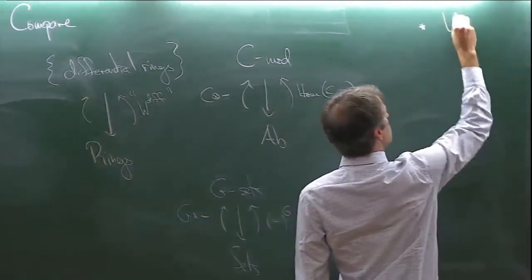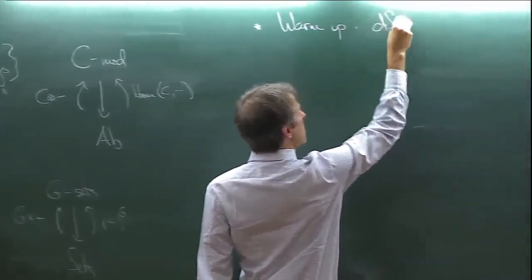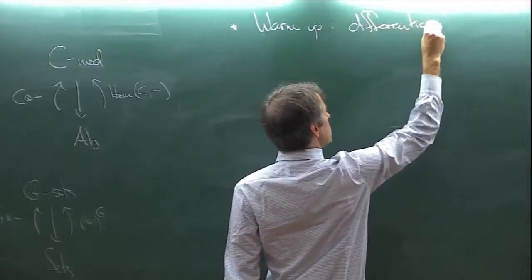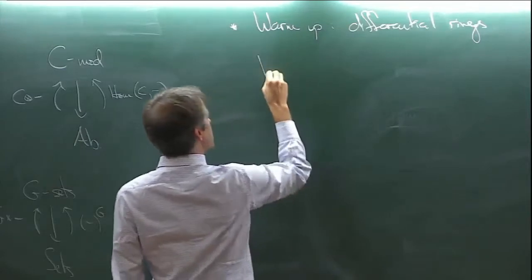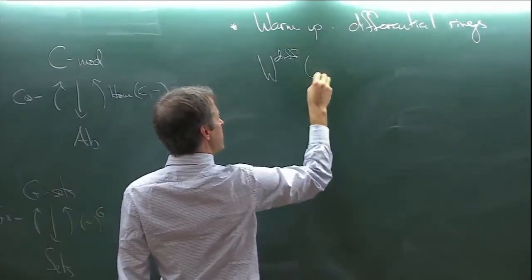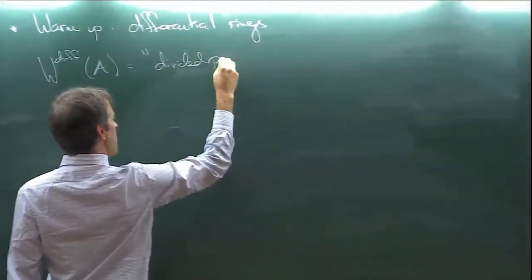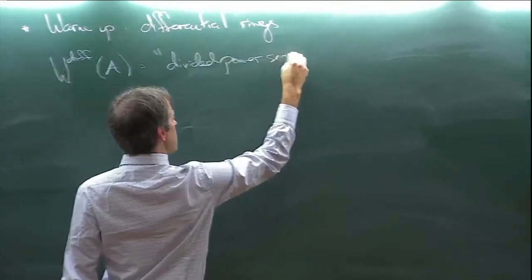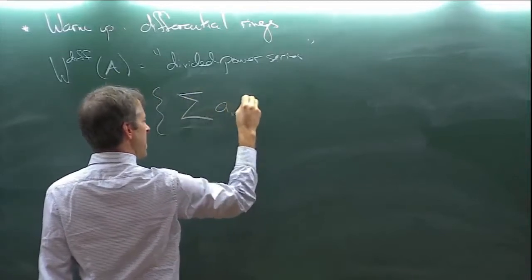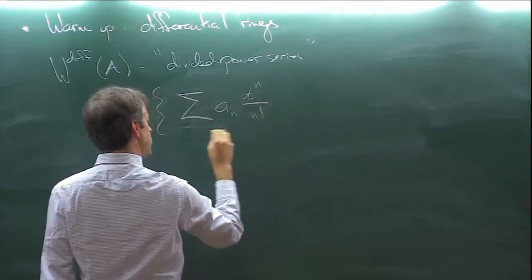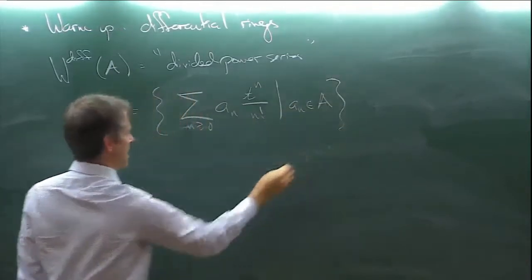So, warm up: differential rings. Okay, so I'll just tell you what this is in simpler terms. W diff of A is just the divided power series. So what do I mean by that? I mean the set of formal expressions sum a_n t to the n on n factorial, n at least 0, where the a_n's are all elements of A.